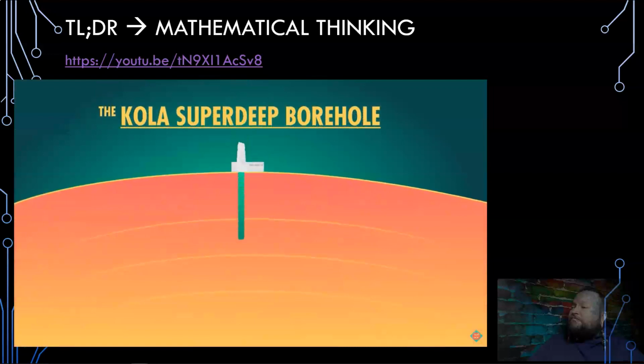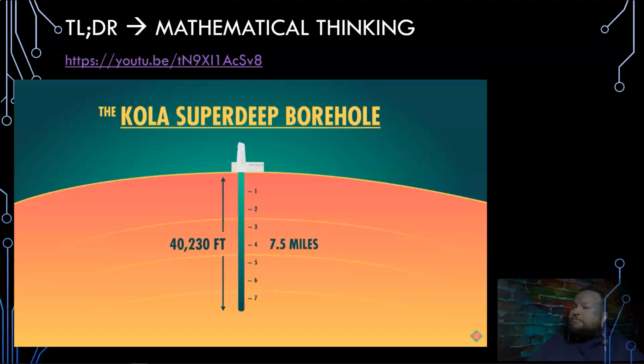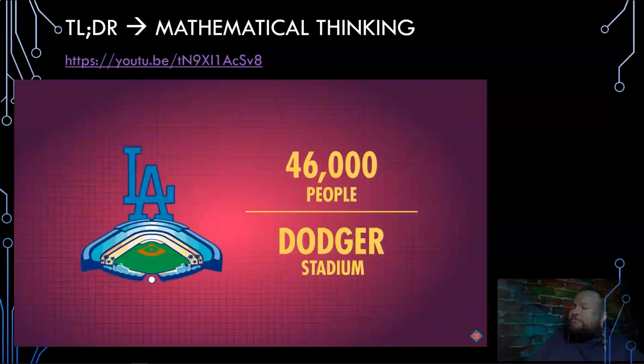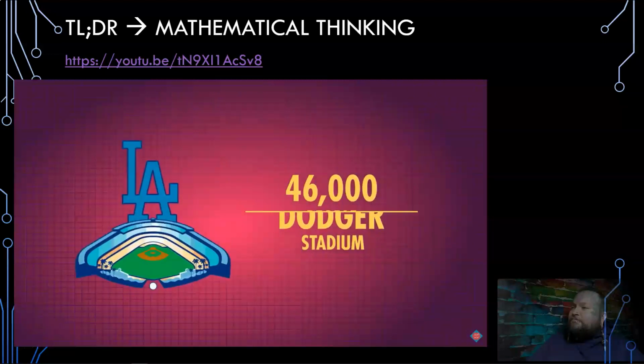The Kola super deep borehole, which is the deepest artificial point on Earth, is 40,230 feet deep. I have no idea how deep that is until you tell me that it's about 7.5 miles down, and I can start to picture it. You can also have reference points for big numbers ready to go. There are about 100,000 words in a 400-page novel. About 46,000 people show up to Dodgers games in Los Angeles. I can roughly visualize that.